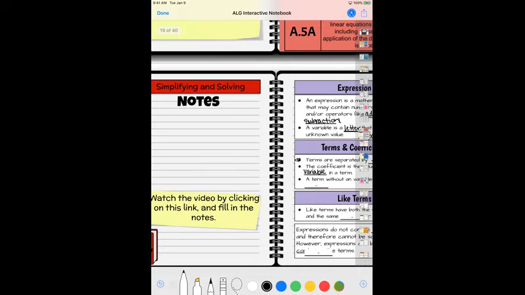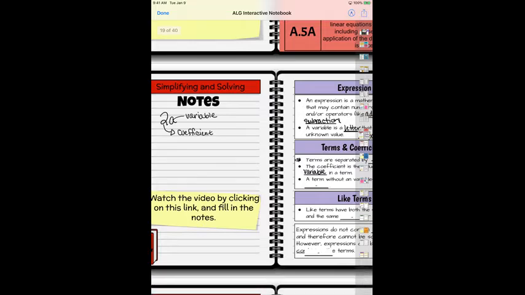So let's say we have 2a. Our coefficient is the 2, and the a is our variable. Okay, so that goes with our terms and coefficients.